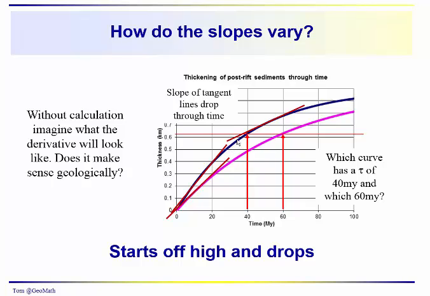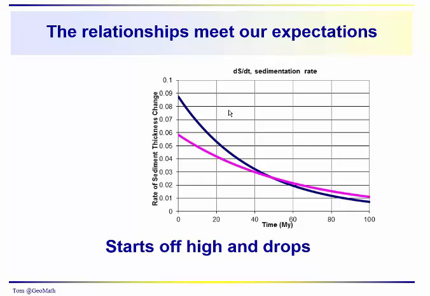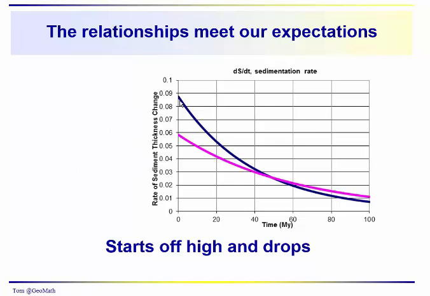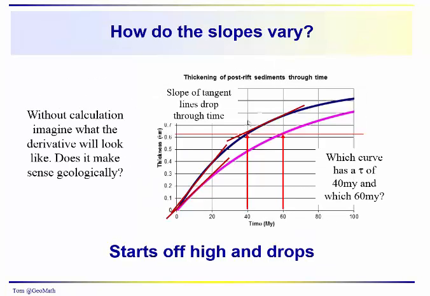And of course, when we look at the derivatives, as expected, the sedimentation rate starts off high in the basin which fills up more rapidly. So coming back here, this blue curve, the basin is filling up rapidly. It has a higher sedimentation rate. It takes less time to fill up the basin to 63% of its maximum thickness.